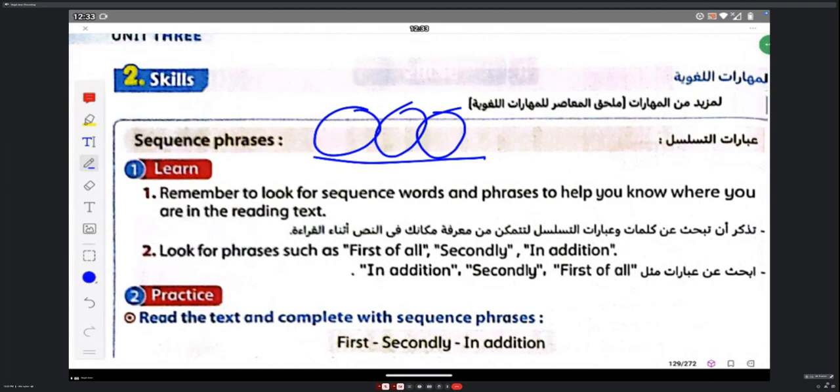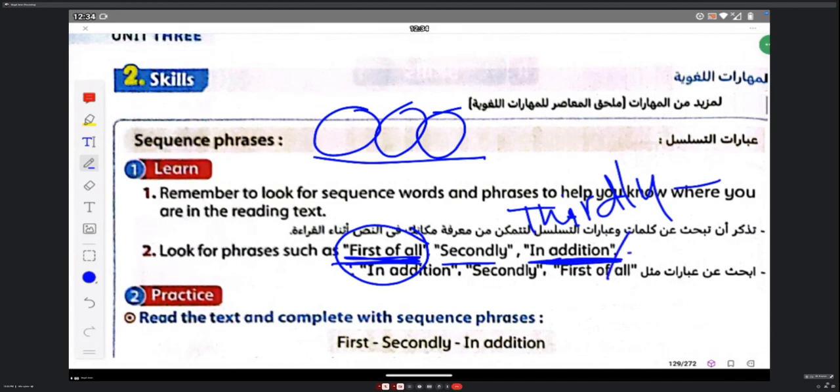Look for phrases such as first of all, secondly, in addition. First of all, at the beginning we say first of all. أولا وقبل كل شيء. First of all. Secondly, thirdly, fourthly, and finally. In addition, furthermore, or moreover, for adding new information.